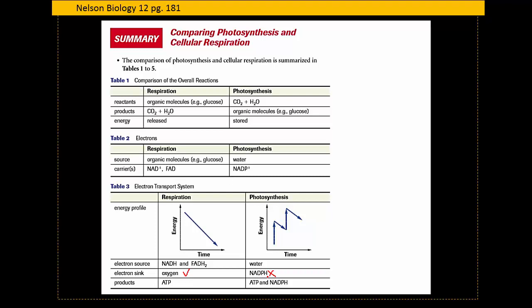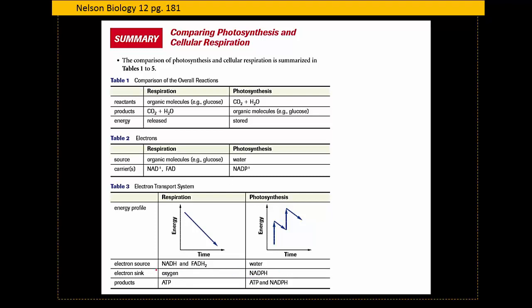Now, I don't know why this textbook has done it this way. Tell me, do you find this confusing? The final electron acceptor is oxygen here. The final electron acceptor or sink is NADPH. I think they should have said NADP+. I think that would have made it easier for you to understand and easier for me to explain.